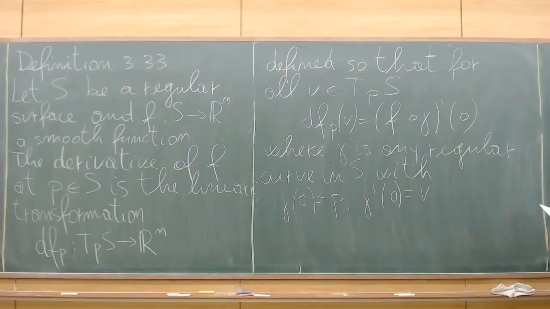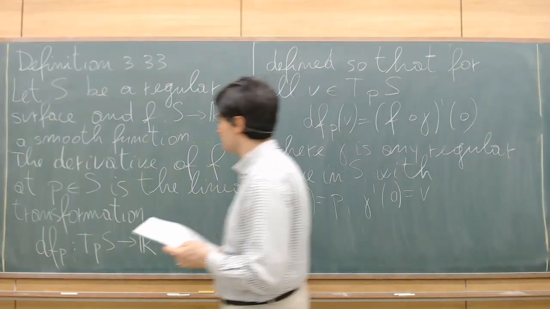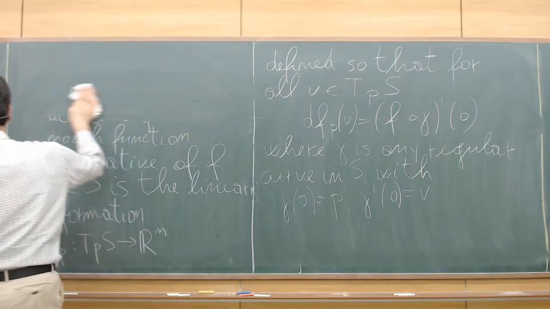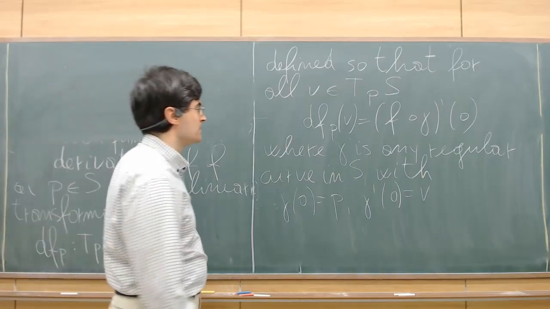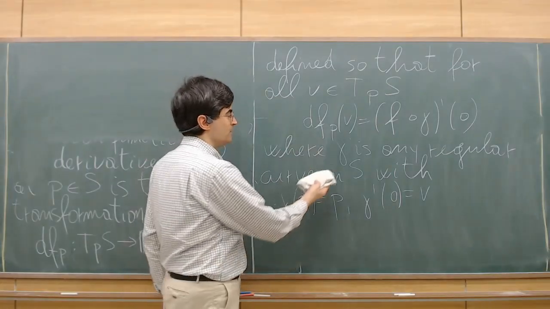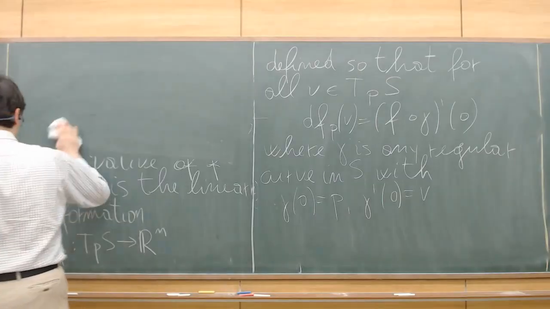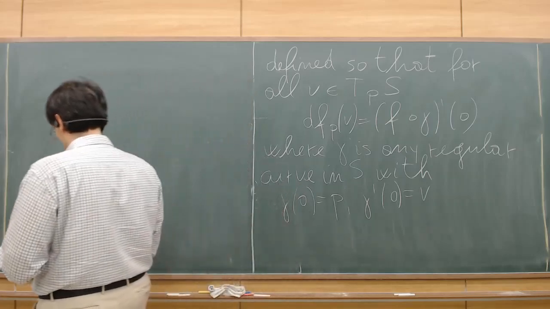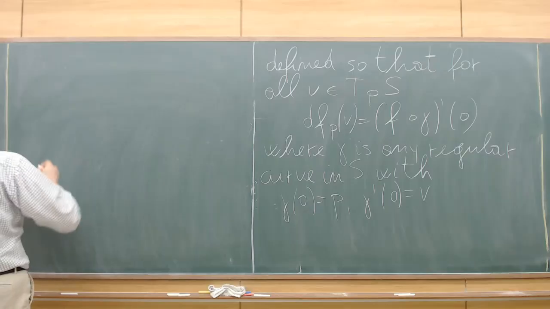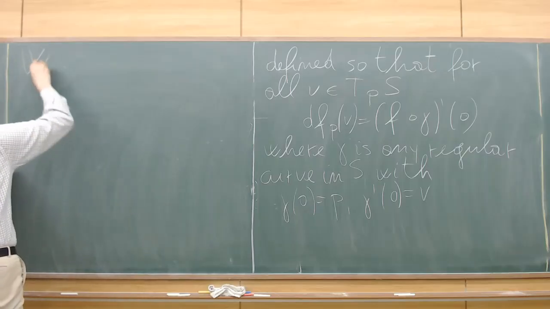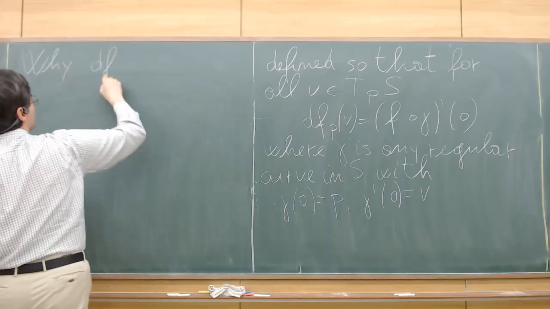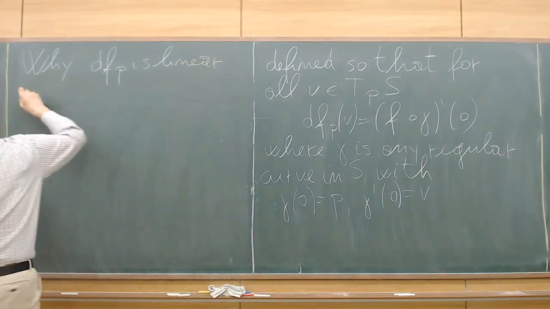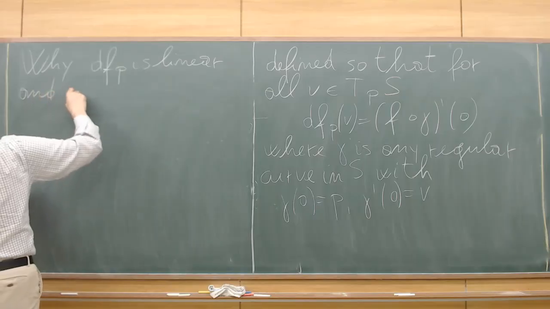Now let's explain why df_P is linear and why it is well defined, where well-defined means that this definition does not depend on the curve gamma you have chosen. So let's write that df_P is linear and well-defined.